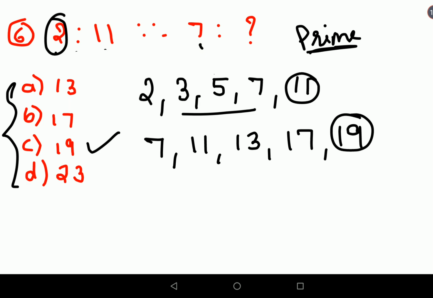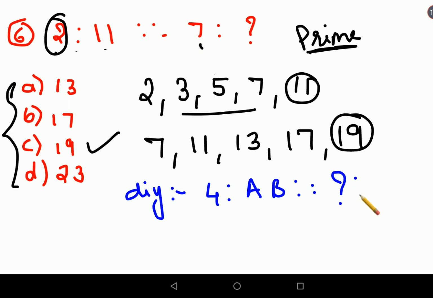Now time for your DIY. Please tell me what will be the answer of 4 is to AB. So here, what will come when you have C over here? Tell me what is the answer for this one.